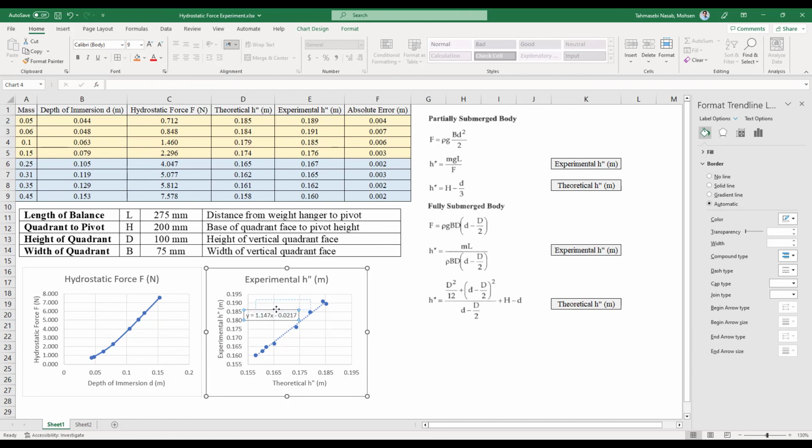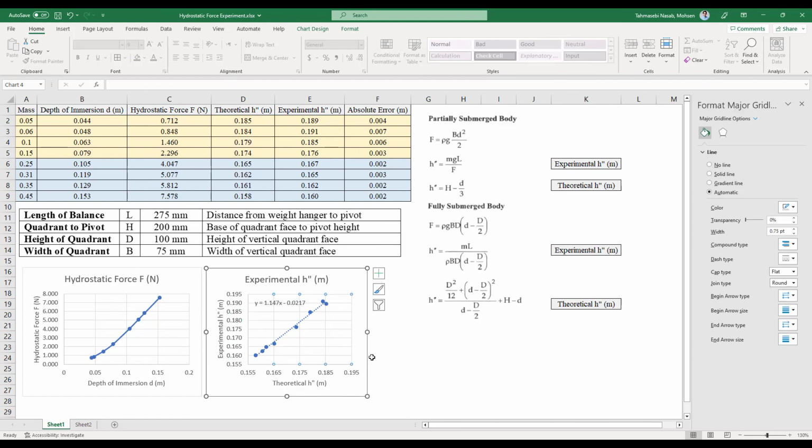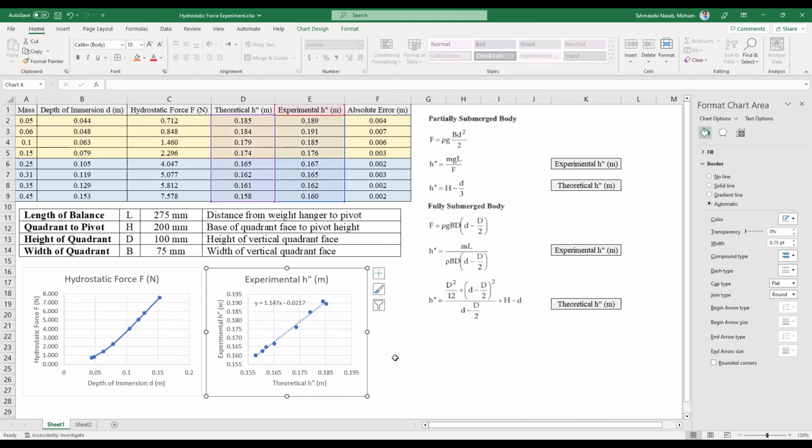All right, so in this experiment, I showed you how you can calculate the hydrostatic force as a result of water right behind a flat vertical surface, and then we came to Excel and calculated the theoretical and experimental H double prime, which is the distance from the knife edge to the center of pressure.